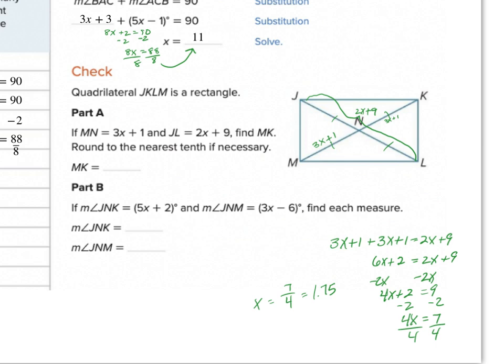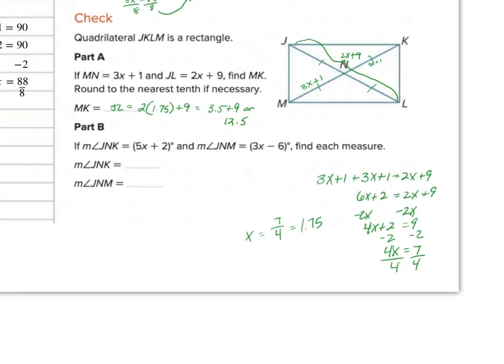Okay, so in that case, if we substitute that back in, MK equals JL, which equals 2 times 1.75 plus 9, so that would be 3.5 plus 9, or 12.5. Now that allowed me to find that. Now it wants to look at angle measurements. So let me clear this up a little bit, get rid of some of that so we can look at what our angles tell us or show us.